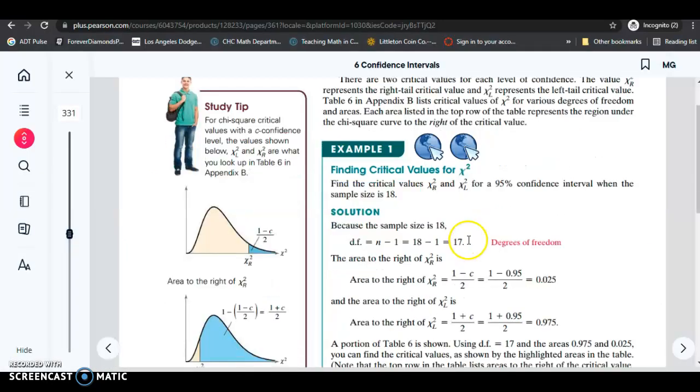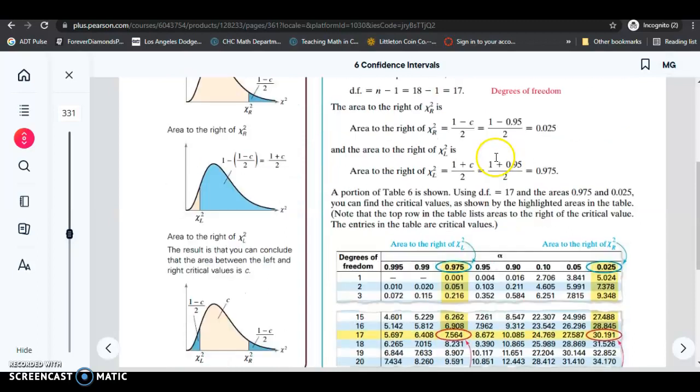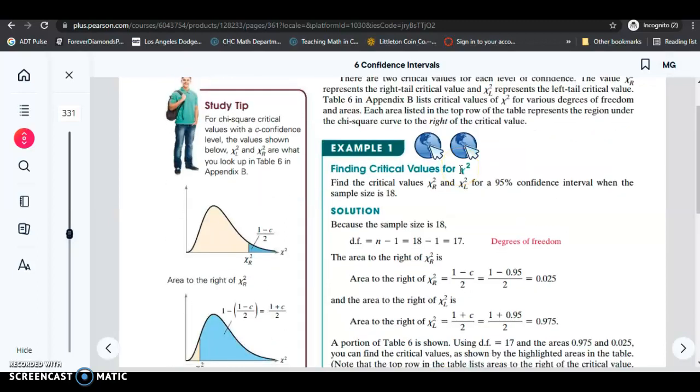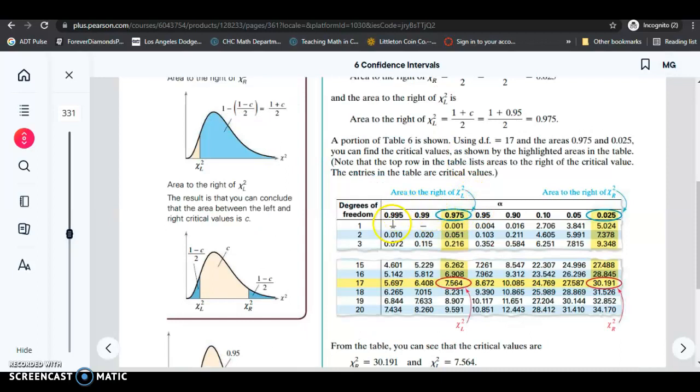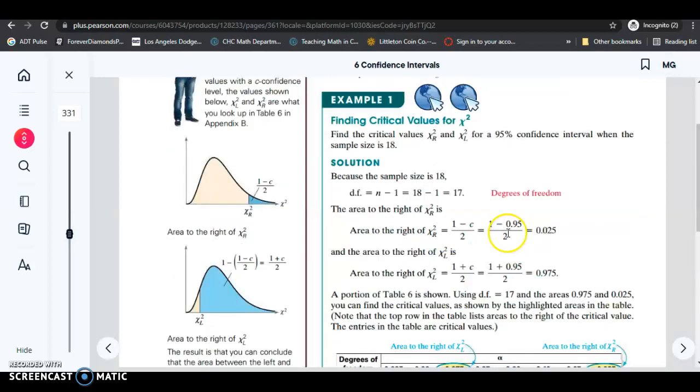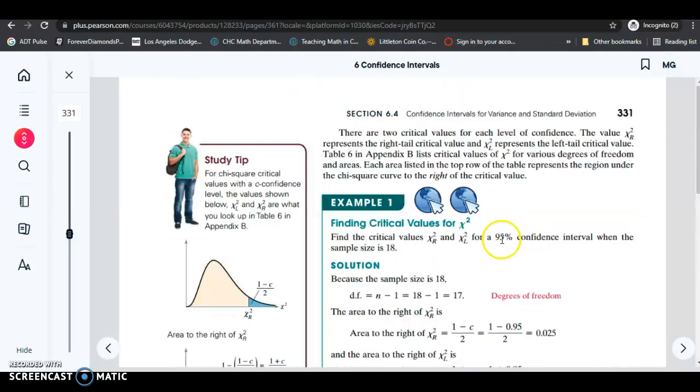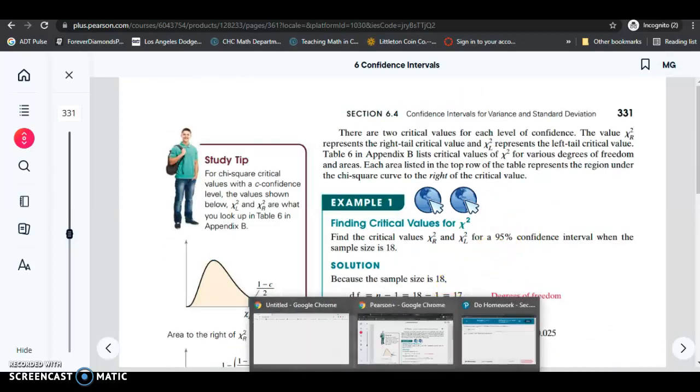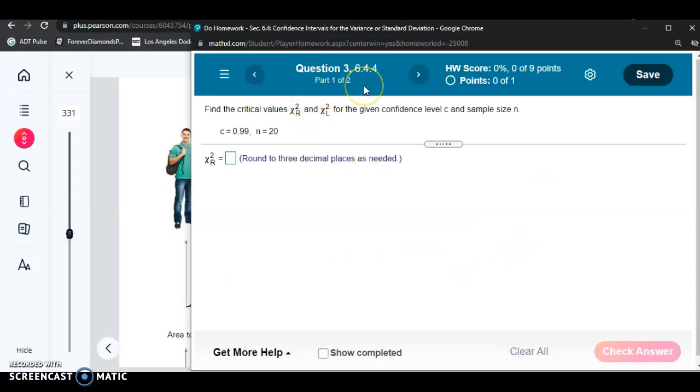You'll see some examples in the book of how they find the critical values from the chi-square distribution by using the chi-square table. Obviously we're not going to be using the table, we're going to be using the chi-square distribution calculator in StatCrunch. With that said, let's go ahead and look at question number 3.